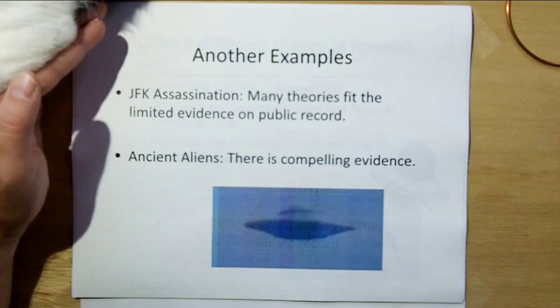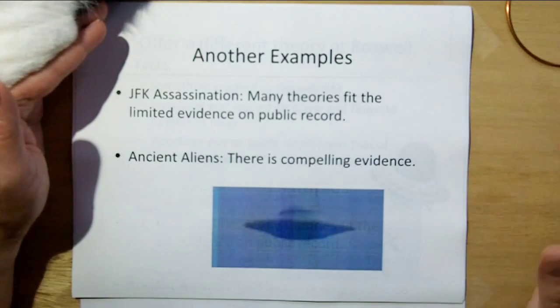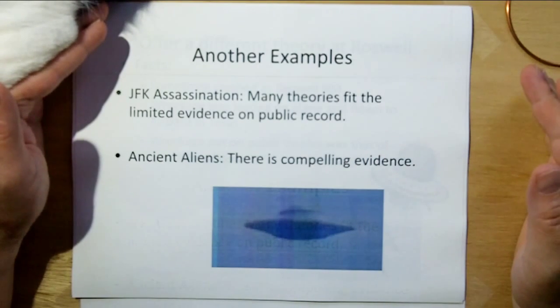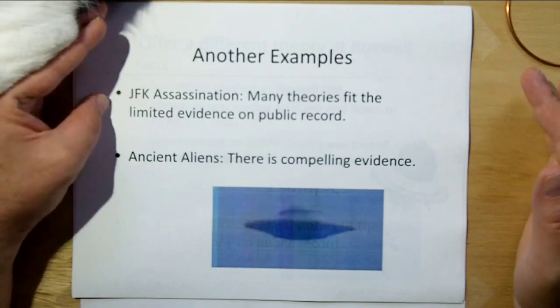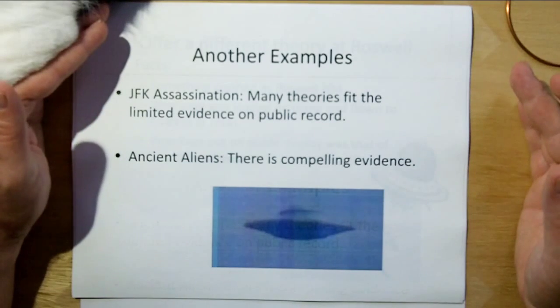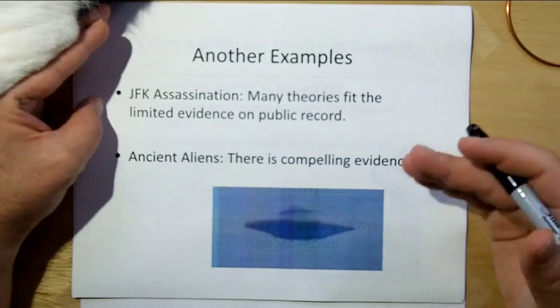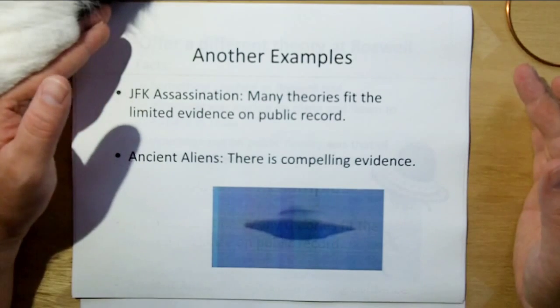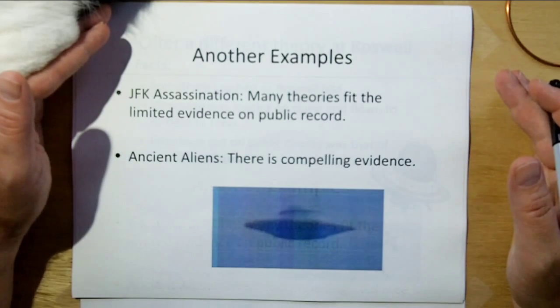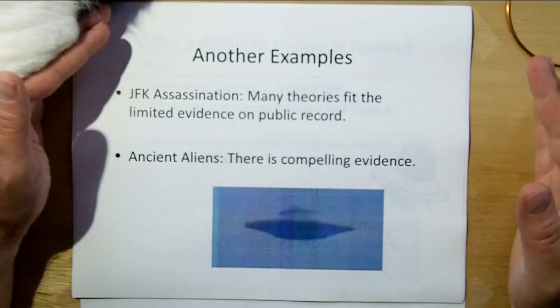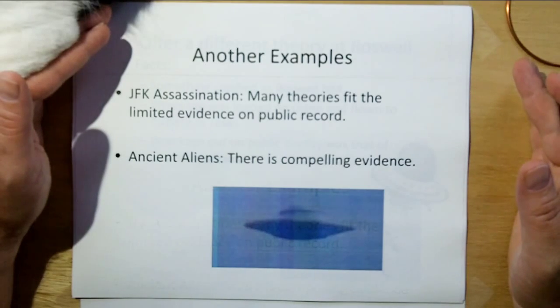There are other examples, like the JFK assassination. Many theories fit the limited evidence on public record. So you have all these conspiracy theories of what really went on and what really happened. Same thing with ancient aliens. There's compelling evidence, but it's not out of the realm of possibility that there's a completely different theory that fits all the observed data. Now, I kind of believe in the ancient aliens thing, but as a scientist, without some more concrete proof, we have to allow that there are still other possible explanations.